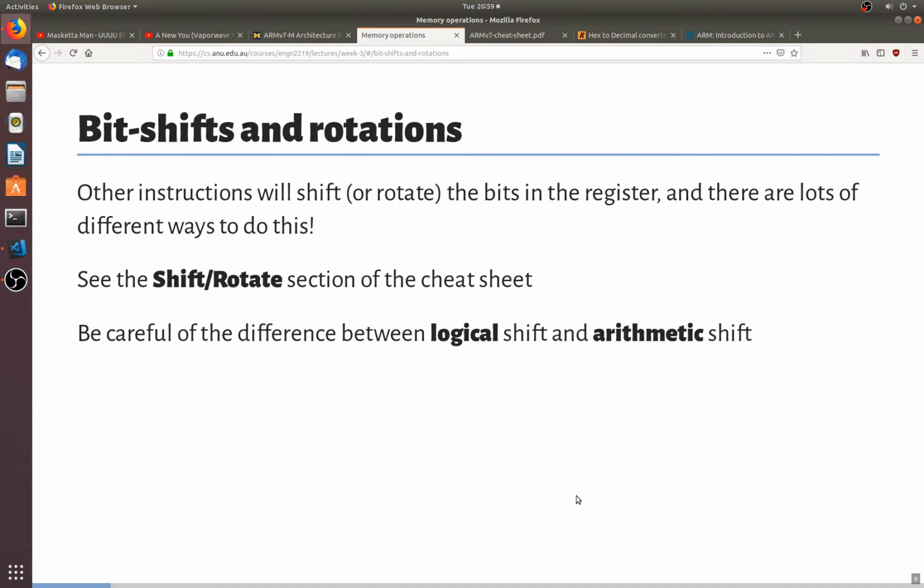Hey everyone, in this video we're going to cover bit shifts and rotations.